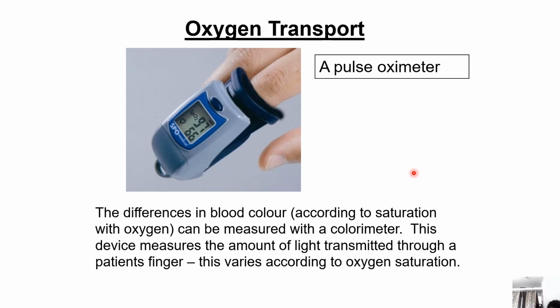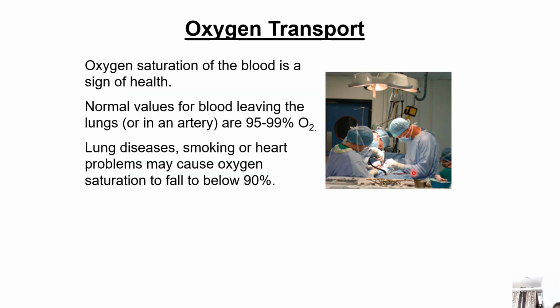Now, the differences in blood color according to saturation with oxygen can be measured with a colorimeter, and this device measures the amount of light transmitted through a patient's finger. This varies according to the oxygen saturation. So, oxygen saturation of the blood is a sign of health. Normal values for blood leaving the lungs or in an artery are 95-99% O2, and lung diseases, smoking, or heart problems may cause oxygen saturation to fall to below 90%.